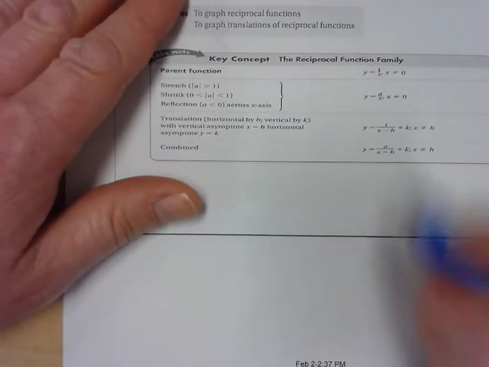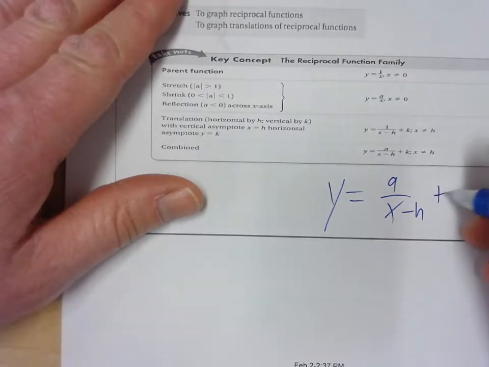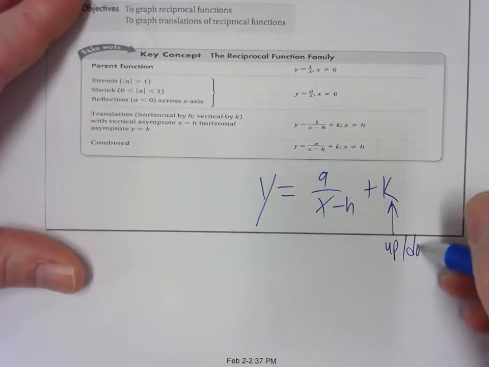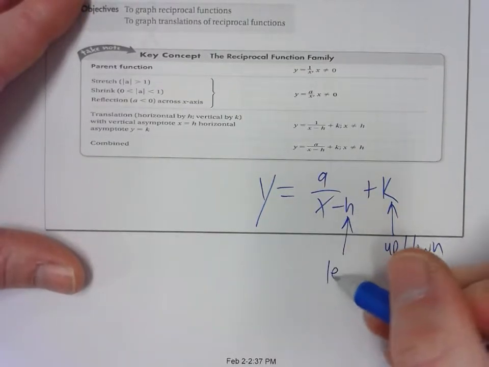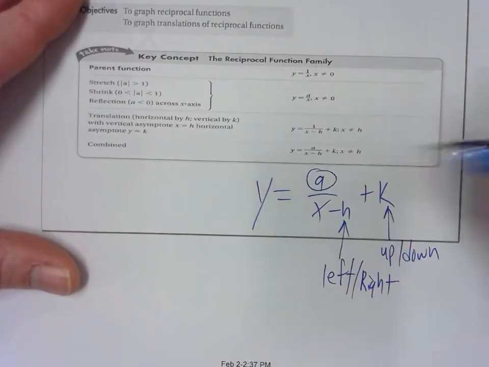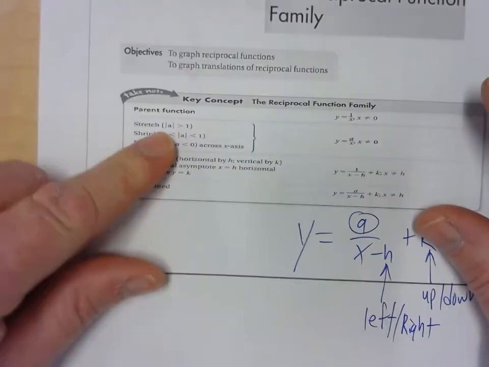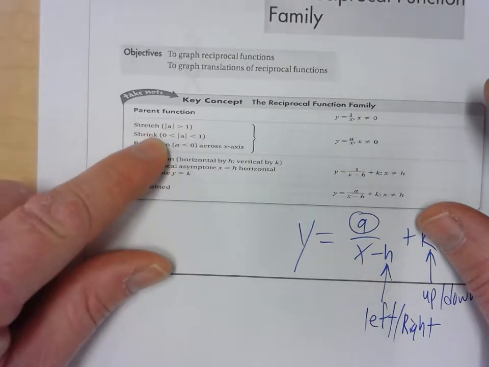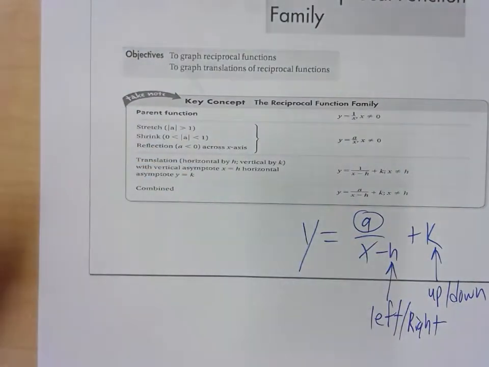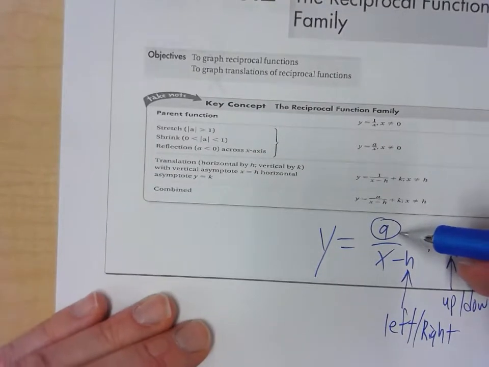So here's the basic idea. It's y is equal to a over x minus h plus k. The k moves the function up and down, and the h moves it left and right. And the a is the smush factor. It says right here it's a stretch if it's bigger than 1, a shrink if it's less than 1, and it flips over the x-axis if it's negative. So they're calling it a stretch and a shrink. It's the smush or the non-smush factor that the a does there.